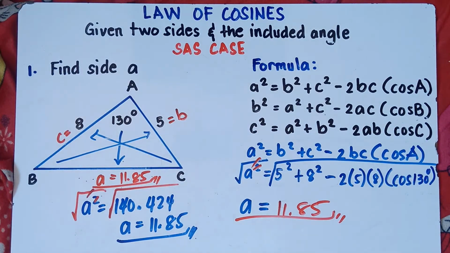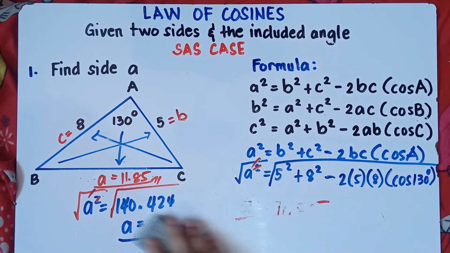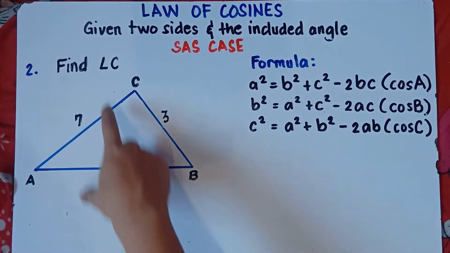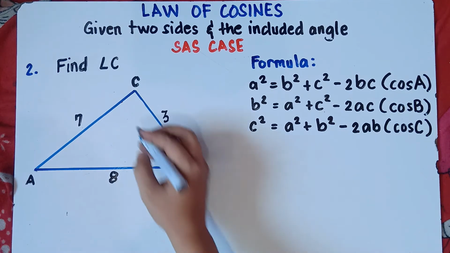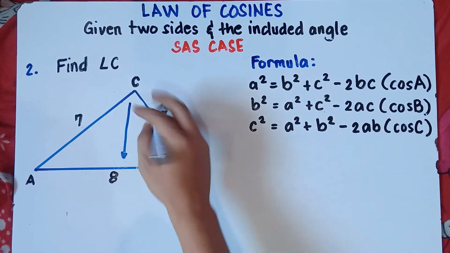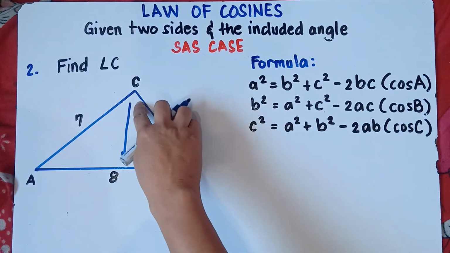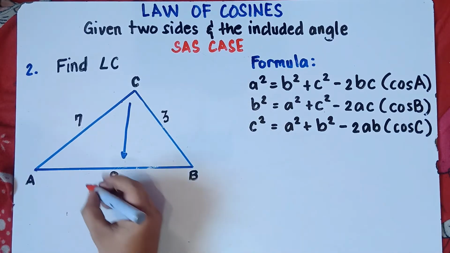So let's try number 2. Given 3 sides. Number 2, we're told to find angle C. So first thing that we need to do is locate where is side a, where is side b, and where is side c. Once again, we have given 3 sides. Now, if this is your angle C, opposite of this angle C, that would be your side c.